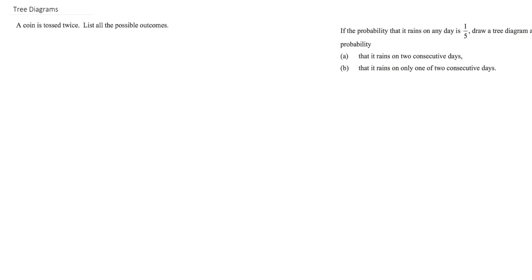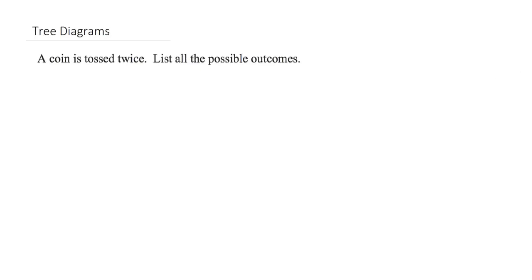So in this video, we're going to introduce the idea of a tree diagram and see if we can work out some probabilities using one. So let's just start by doing the basics. We've got a coin, it's tossed twice. We're going to list all the possible outcomes, but we'll do this with a tree diagram.